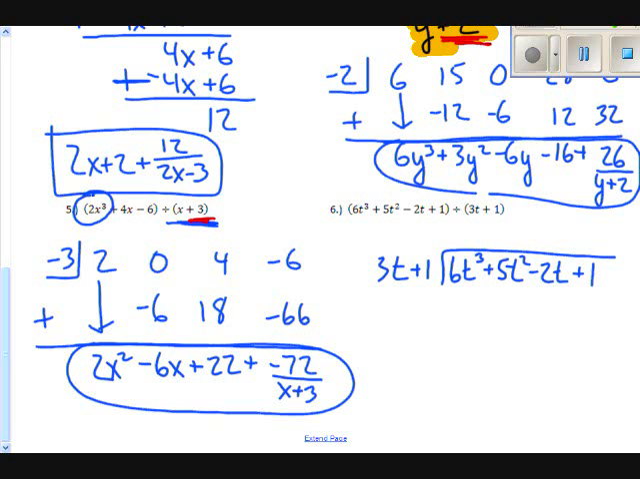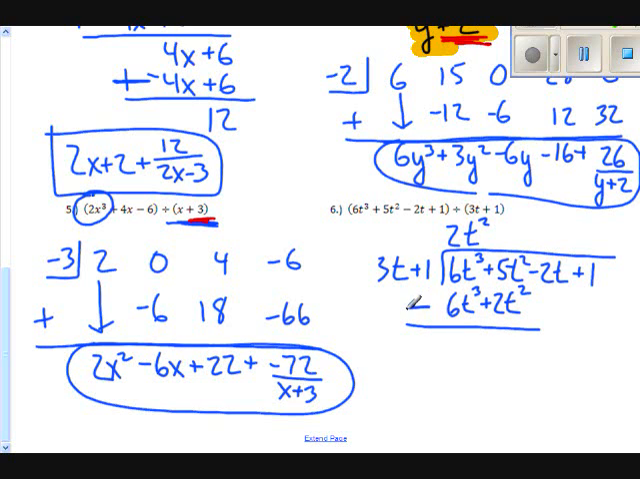I look at the first terms of each, the 3t and the 6t to the third power, and I say, what do I have to multiply the 3t by to get the 6t to the third? And it looks like I'm going to have to multiply by a 2t squared. So now I have to distribute when I multiply. 2t squared times the 3t is a 6t to the third. 2t squared times the 1 is going to give me a plus 2t squared.